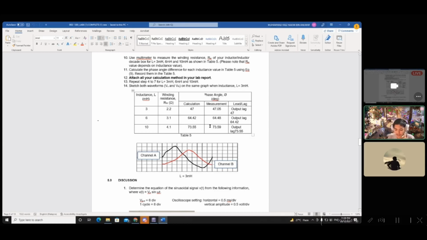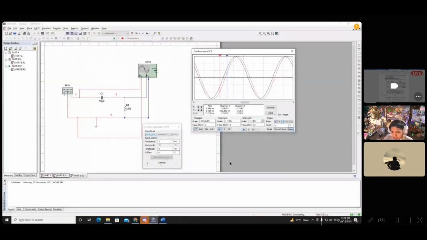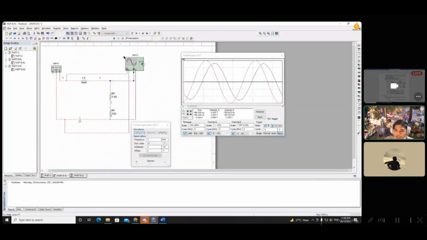And the second method is the measurement method. For the measurement method, we need to open Multisim. This is the RC circuit, so we pause the RC circuit first and open the RL circuit. Same as before, we make a difference between the input and the output. For the output we use the blue color and for the input we use the red color. So you can see the difference, right?